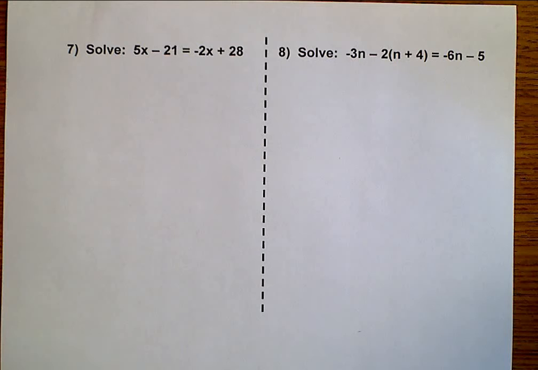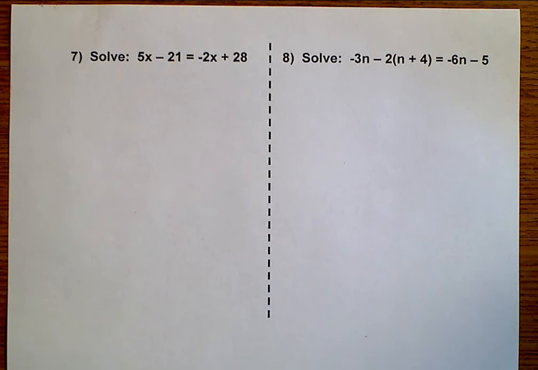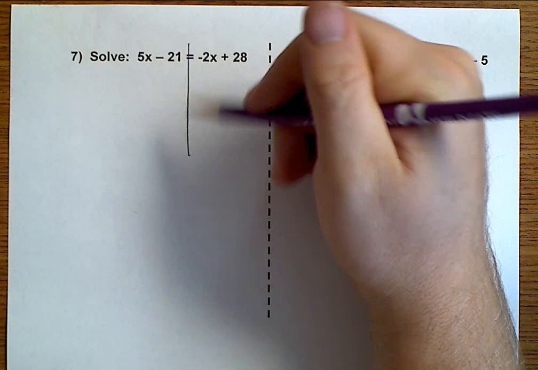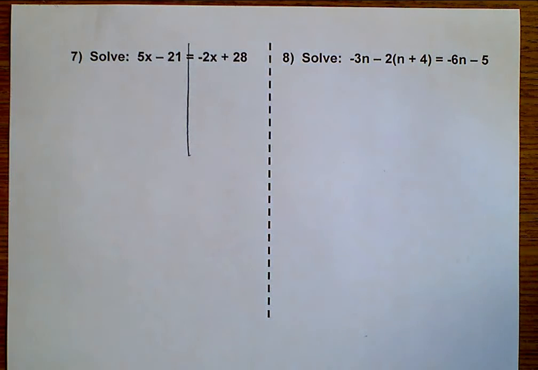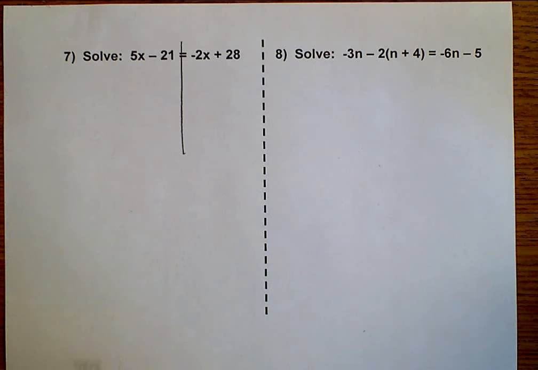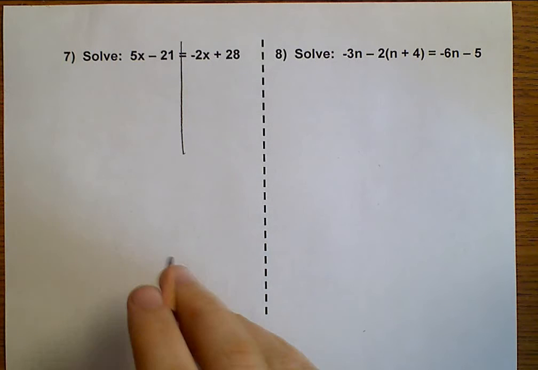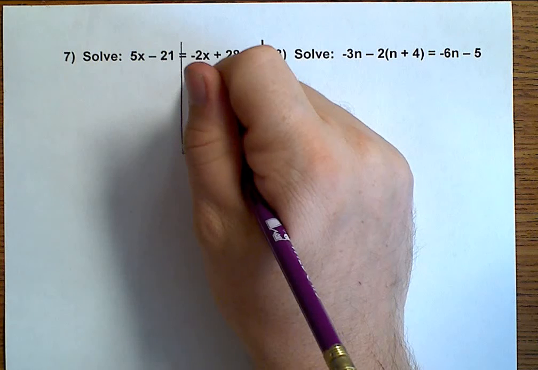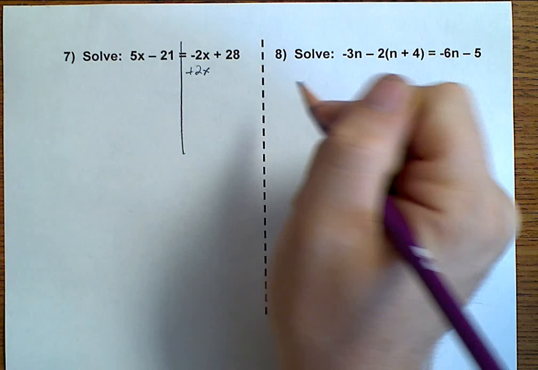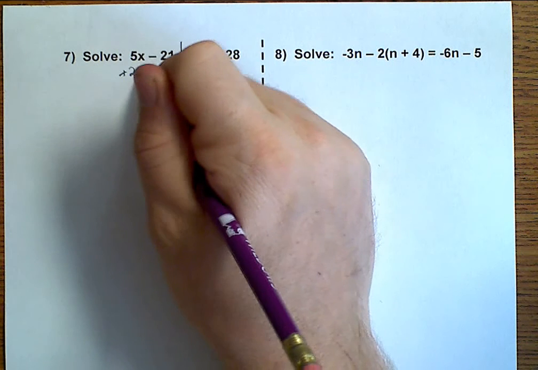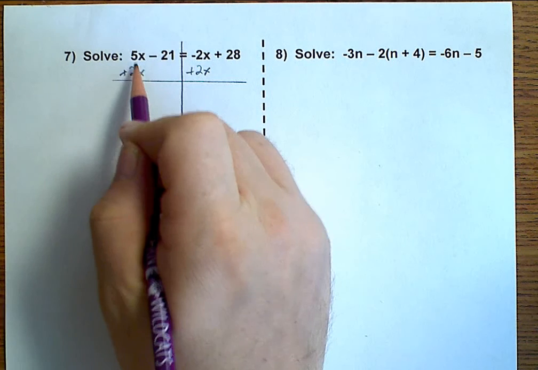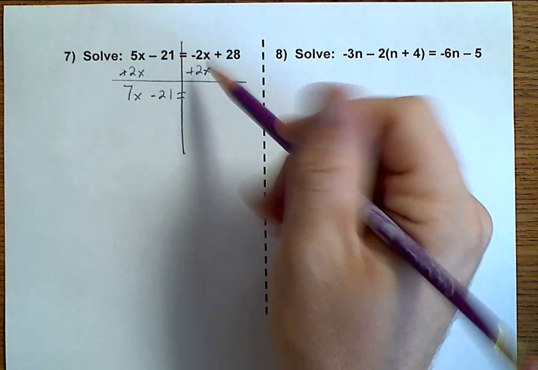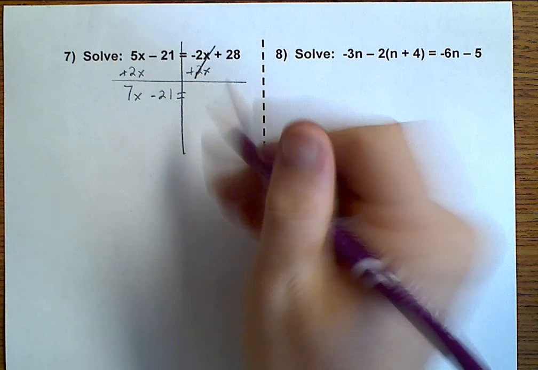Let's go ahead and look at our last 2 examples. Number 7, we have variables on both sides. Well, I don't want variables on both sides. I want variables only on one side. So I need to get rid of some of my variables. Well, I don't like having negative variables, so I'm going to get rid of those by adding 2x. So 5x plus 2x is 7x minus 21 equals, well, those canceled, leaving us with just the 28.